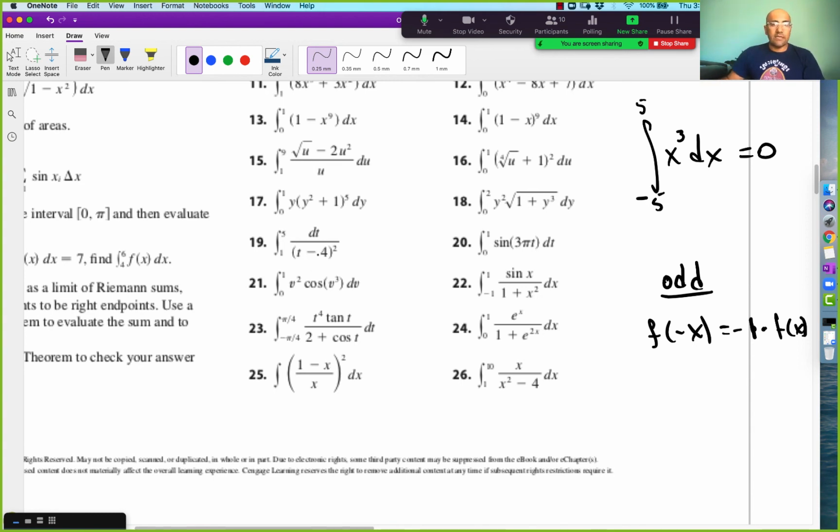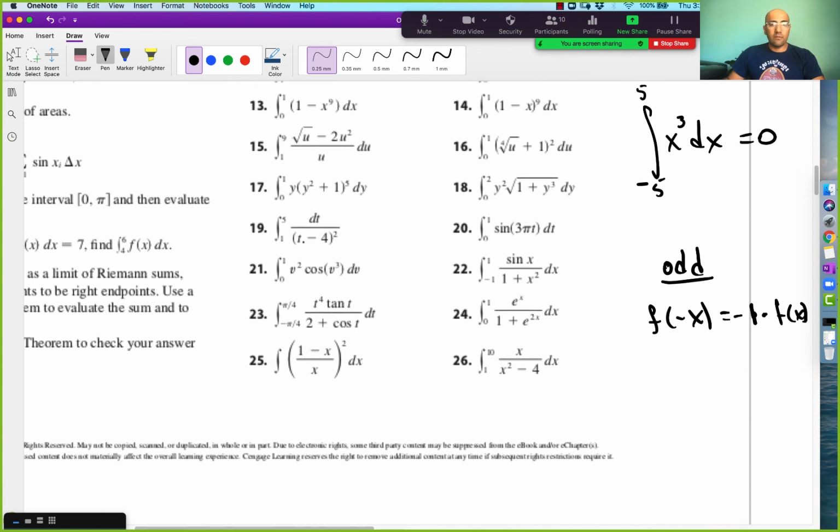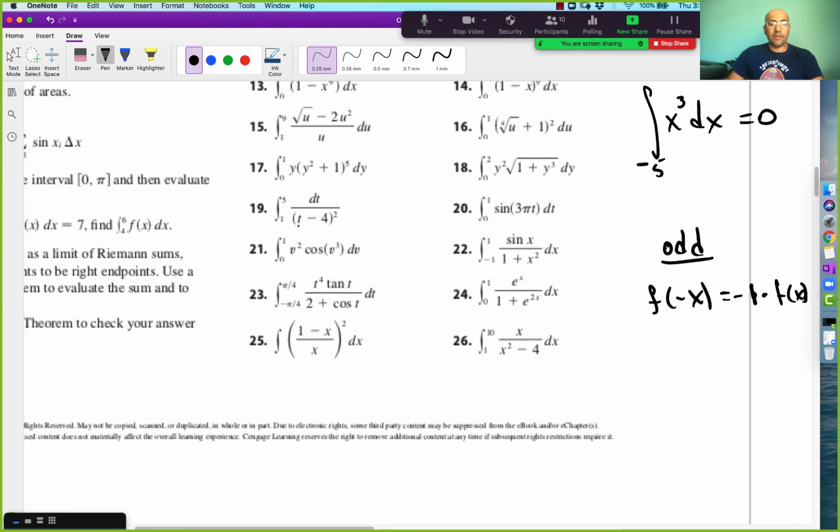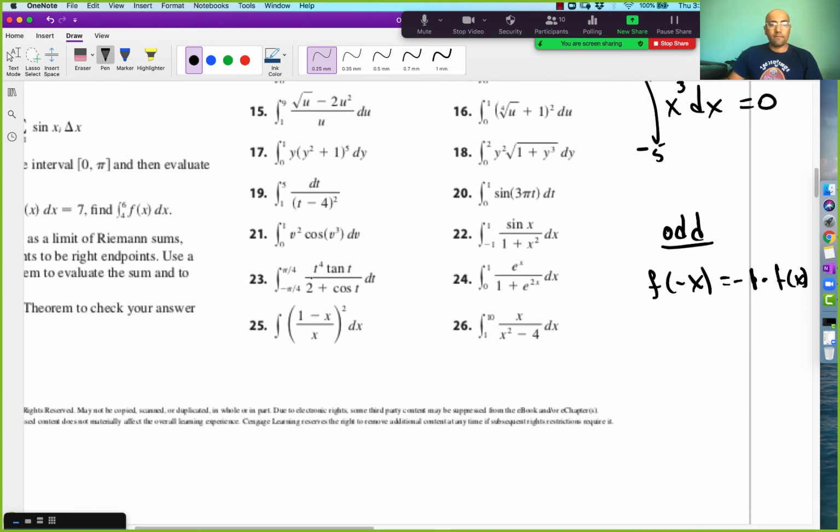Also notice number 19 has a little tricky thing too. The integral from 1 to 5 of this thing, well, notice that there is a vertical asymptote when t equals 4, right? When t equals 4, we have a vertical asymptote, so there is no integral there. This is sort of undefined. Good, no solution, undefined for number 19, because there's a vertical asymptote at t equals 4.